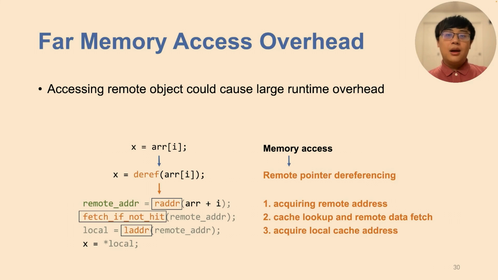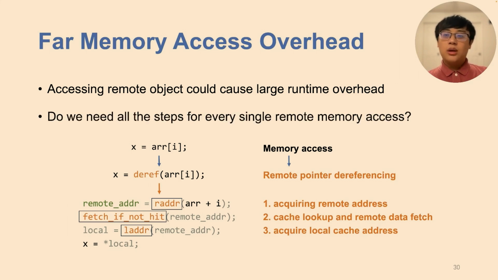One naive way of porting to remote memory is doing all those steps for every single access that occurs in the program. However, could we actually do better here?